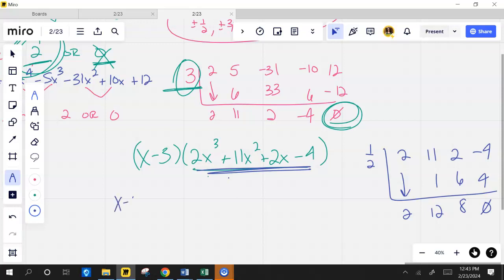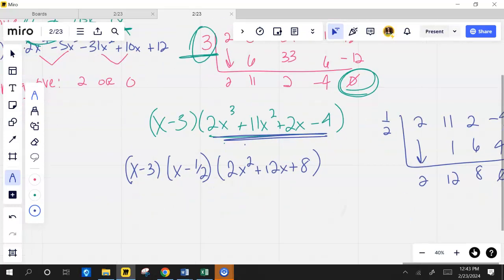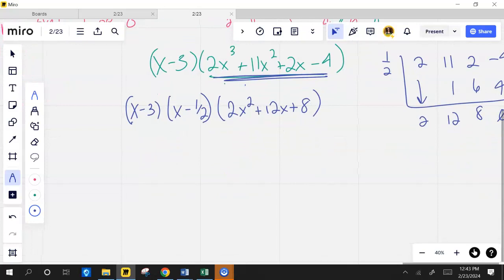Now I can continue factoring. So now I have that x minus 3 is still there, and now x minus 1 half, or 2x minus 1, however you want to write that. That would be the same thing. Times 2x squared plus 12x plus 8. Even if I can't factor now, I'm down to a quadratic, and I can do anything I want with a quadratic, right? Because worst case scenario, I'll use the quadratic formula.